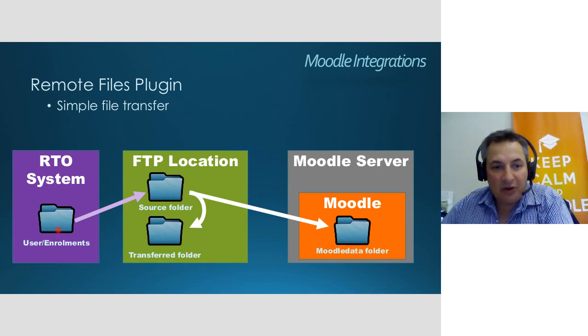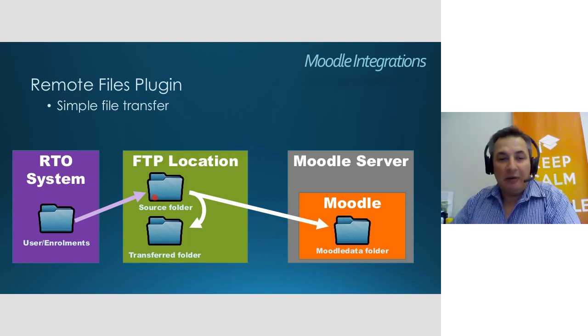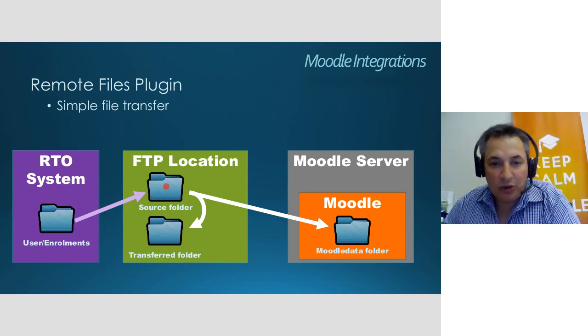So what the remote files plugin would do is read this folder. If there are any files in there that match a particular pattern, for example .csv, which was the pattern we'd suggested, it would pick that file up. It would then make a copy of the file inside the Moodle data folder, in a subfolder like user uploads. Then it would also move that file from the source folder into a transferred folder. Typically, the transferred folder would be a subdirectory of the source folder.